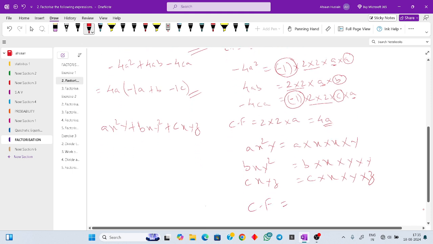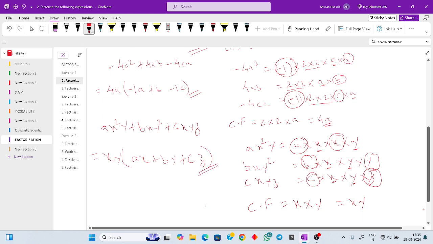So the common factor here is 1x is common in each term and 1y is common in each term. The common factor is x multiplied y, that is xy. So xy is common. What is left here? A and 1x. So a multiplied x is ax. Similarly, here b is left and y is left. So b multiplied y is by. And here c and z are left. So c multiplied z is cz. This is our answer.